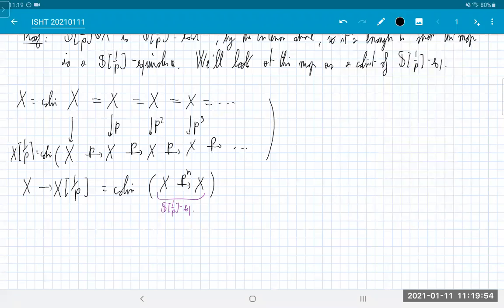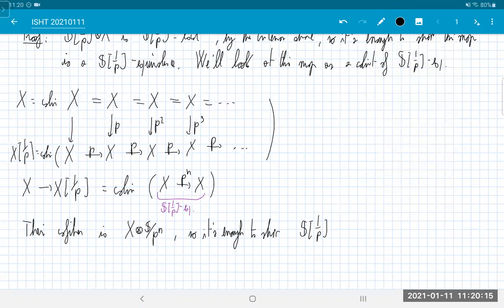Why is that? Well, their cofiber is X tensor S mod p to the n. So it's enough to show S[1/p] tensor S mod p to the n, which is S[1/p] mod p to the n, is zero. But this is clear because p to the n acts invertibly on S[1/p].